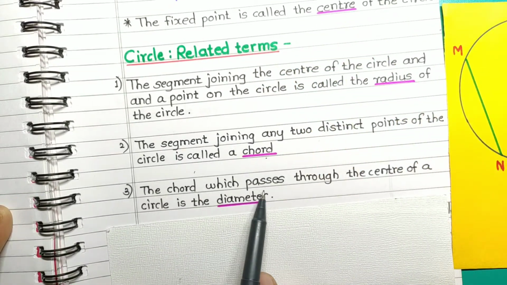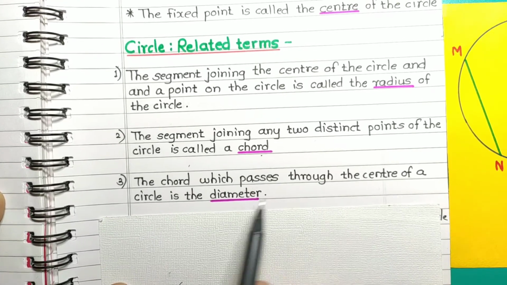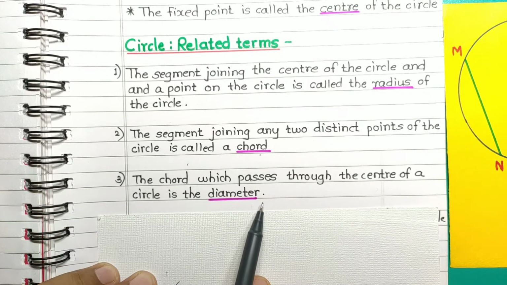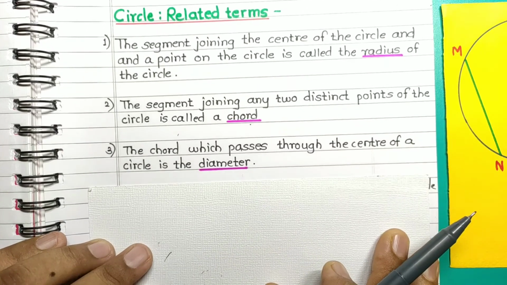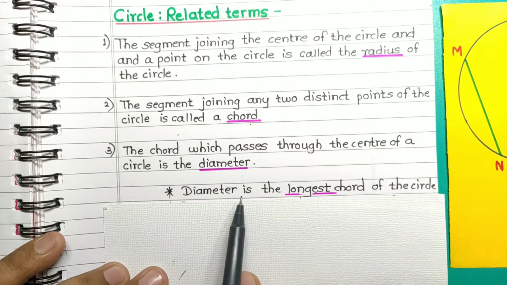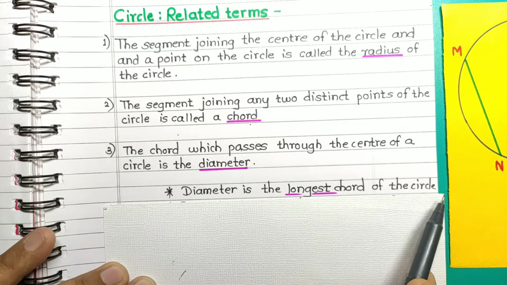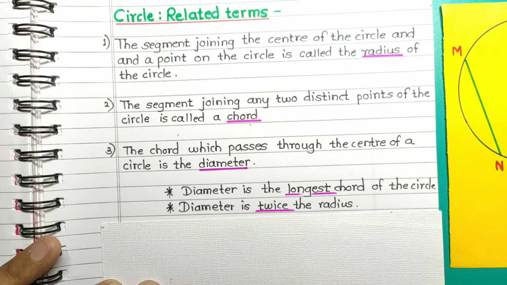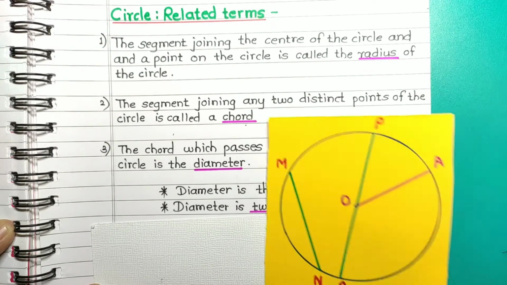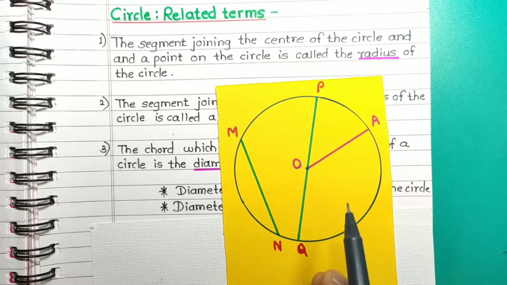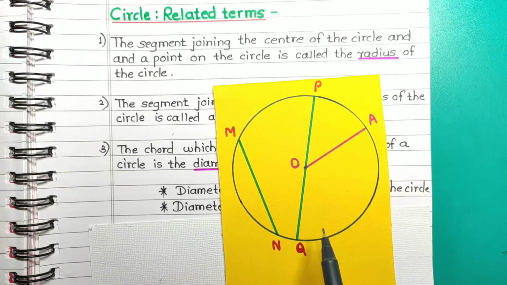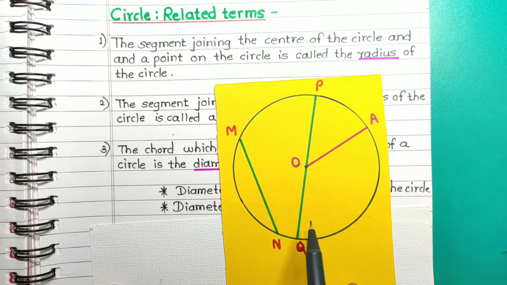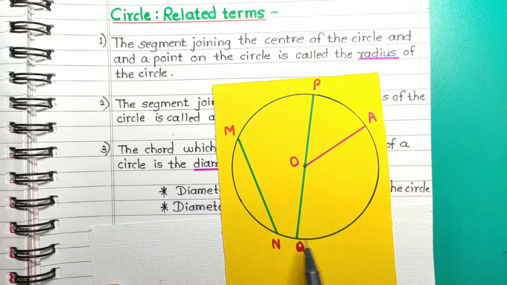See, the chord which passes through the center of a circle is the diameter, and here we easily observe that diameter is the longest chord of the circle, and also diameter is twice the radius. And students, again in this figure you think that how many diameters can a circle have, and we know that a circle can have infinitely many diameters.